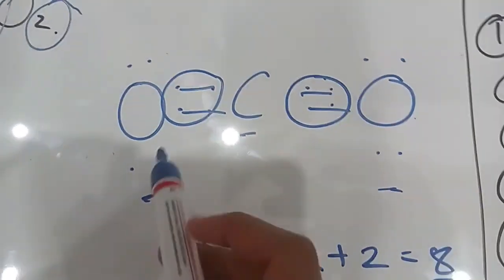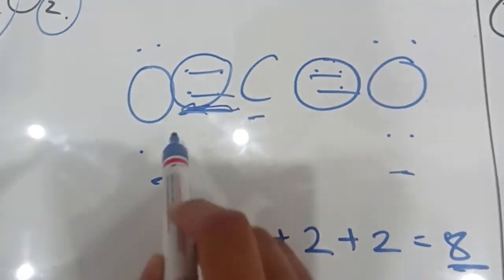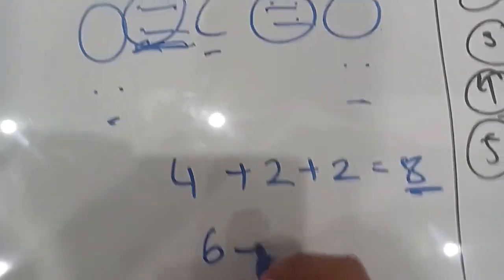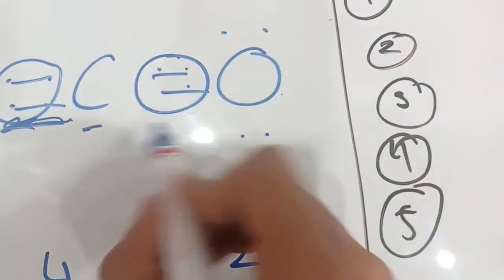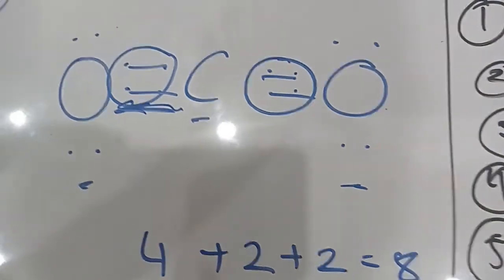Similarly, oxygen has 6 electrons, so it needs 2 more. This part of carbon gives it those 2 extra electrons. So 6 plus 2 equals 8. That's the same with here. This has 6 electrons, needs 2 more. This part of carbon gives it 2 more electrons. 6 plus 2, 8. And so everyone is happy. Everyone has a full outer shell.